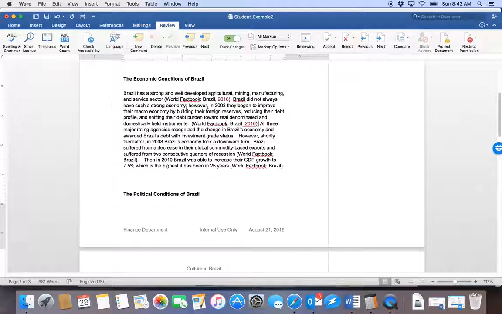All three major rating agencies recognized the change in Brazil's economy and awarded Brazil's debt with investment grade status. However, shortly thereafter, in 2008, Brazil's economy took a downturn. Brazil suffered from a decrease in their global commodity-based exports and suffered from two consecutive quarters of recession. Then in 2010, Brazil was able to increase their GDP growth to 7.5%, which is the highest it has been in 25 years.